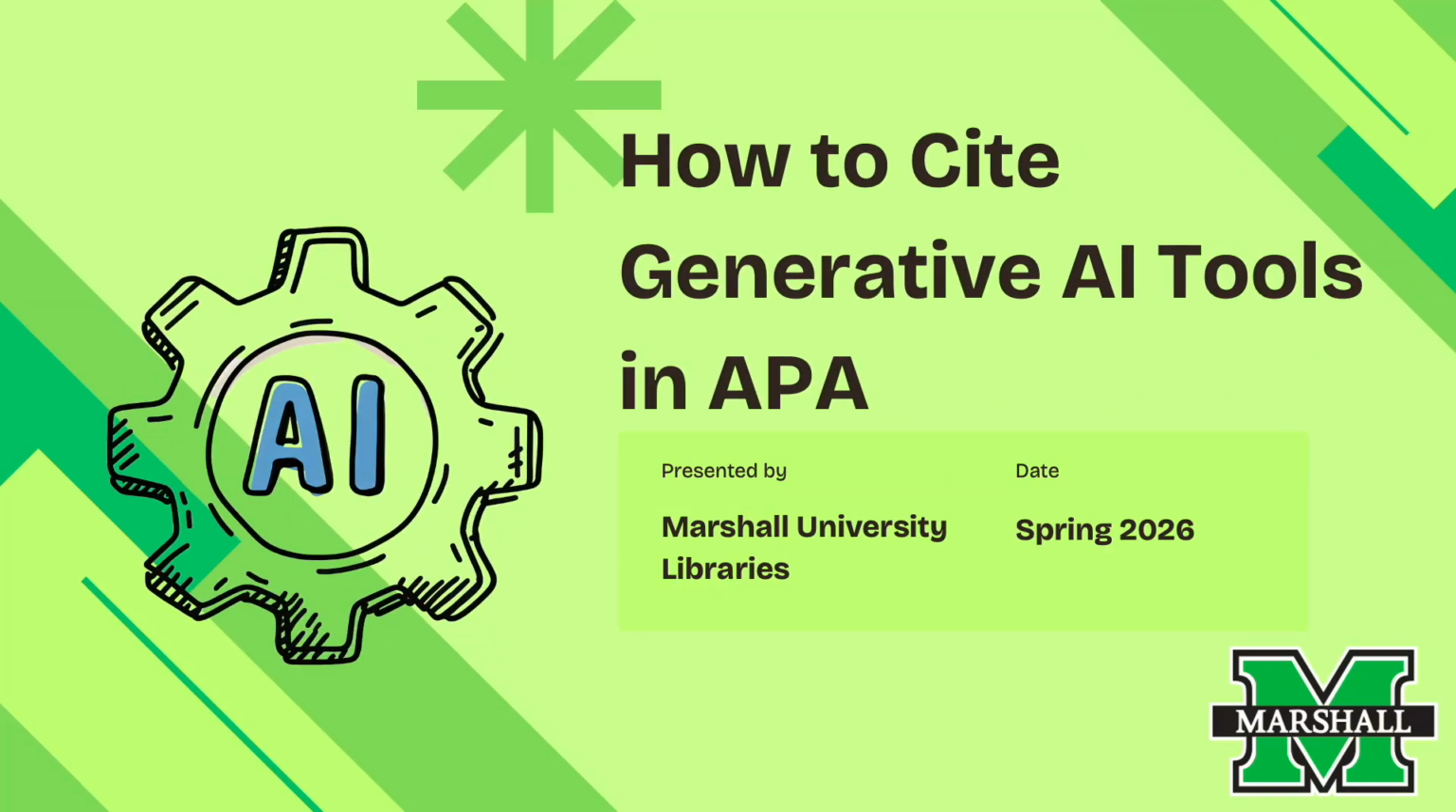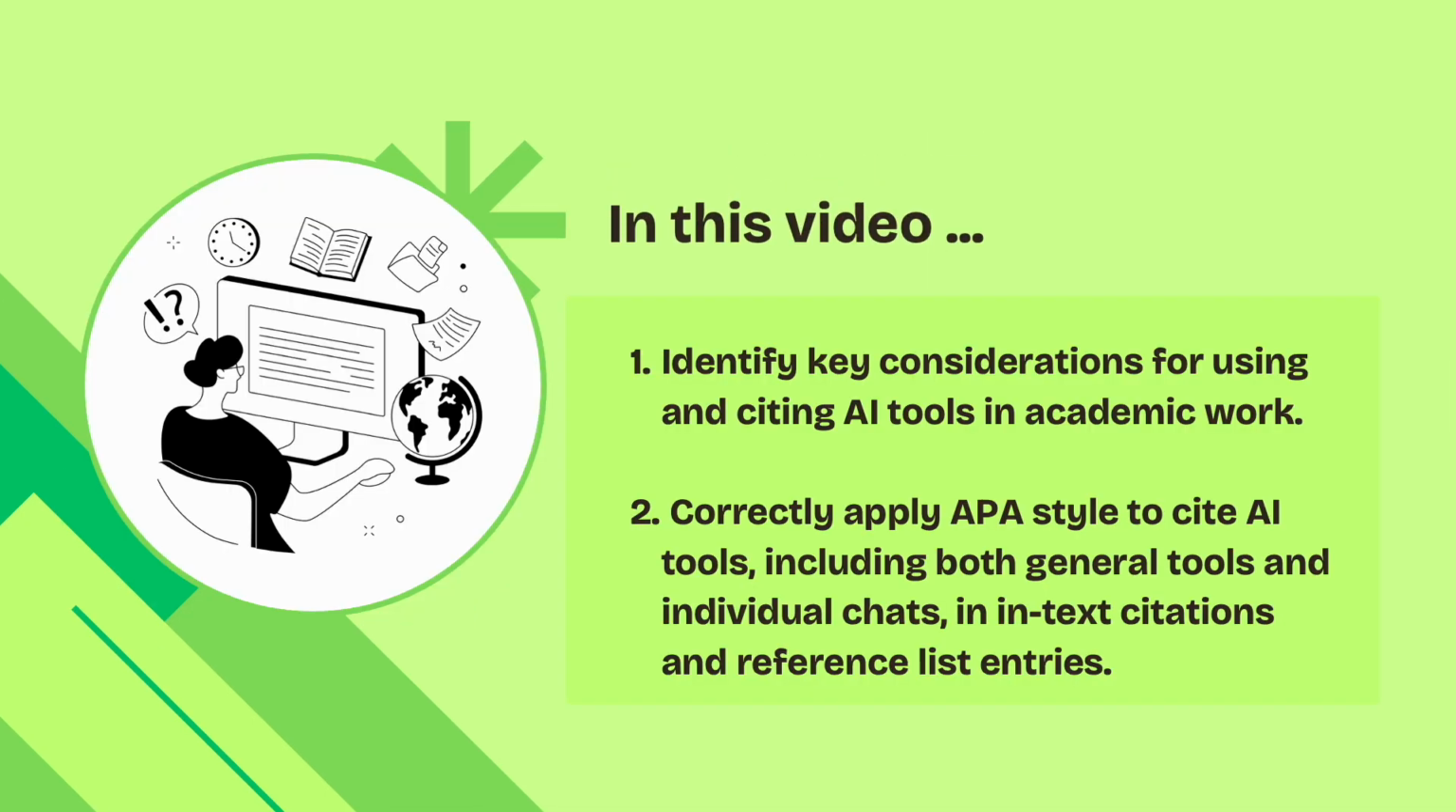How to cite generative AI tools using APA style from Marshall University libraries. In this video, we will identify key considerations for using and citing AI tools in our academic work, and also correctly apply APA style to cite AI tools, including both general tools and individual chats in in-text citations and reference list entries.